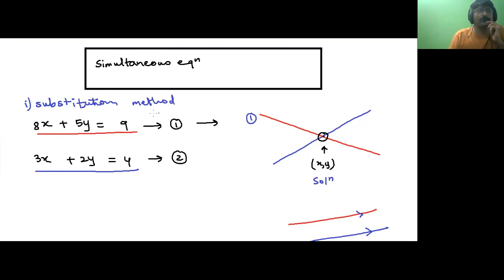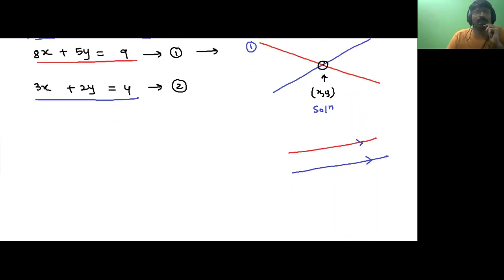Now what do you mean by substitution method? Very simple. We'll have to substitute in this method. In what way to substitute and where are we supposed to substitute? Simple. We can choose equation number 1. So from equation 1, we'll make one of the variables the subject of the formula. Let's say I have made x the subject.